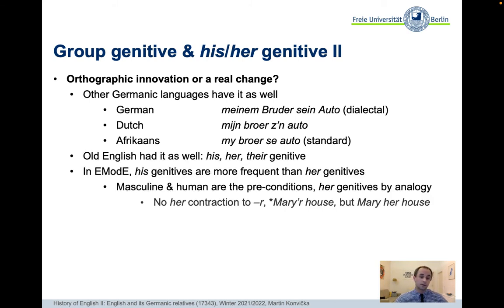We also know that Old English had this construction as well. In Old English, we had his, her, their genitive.